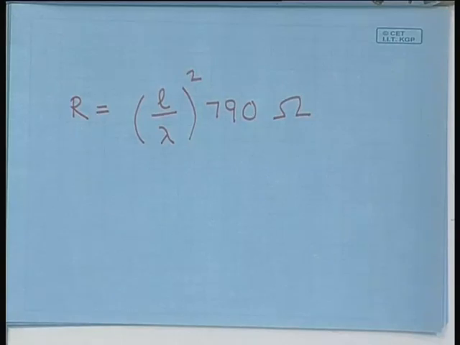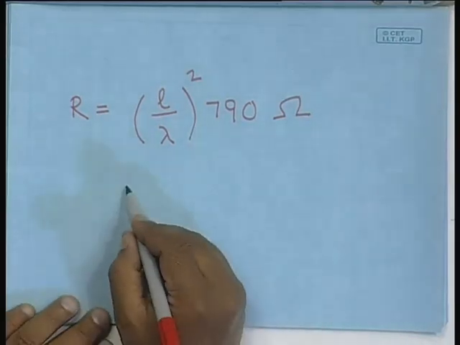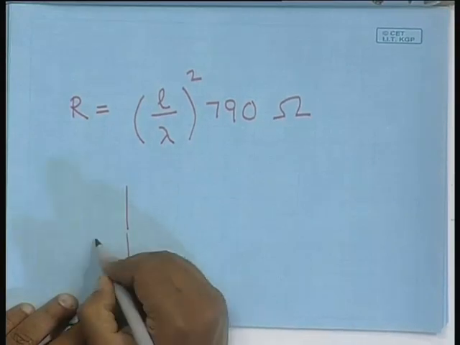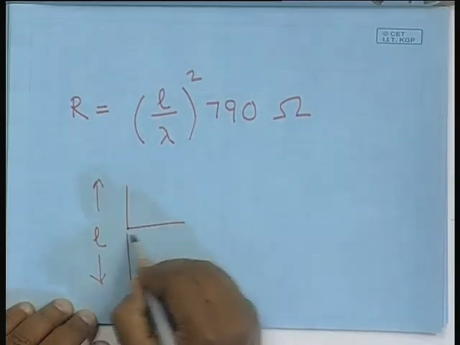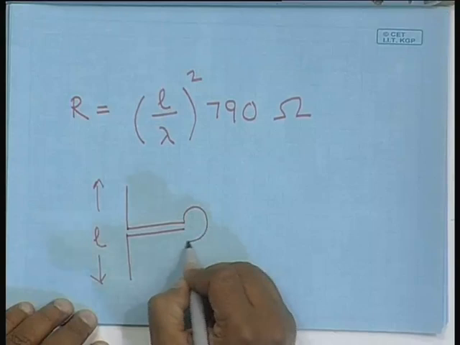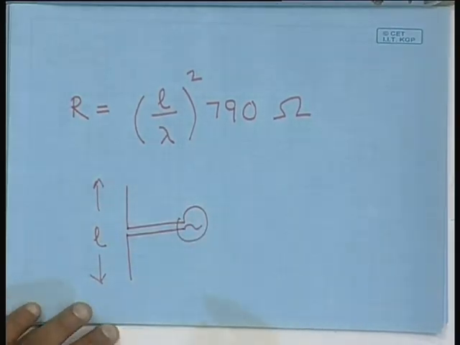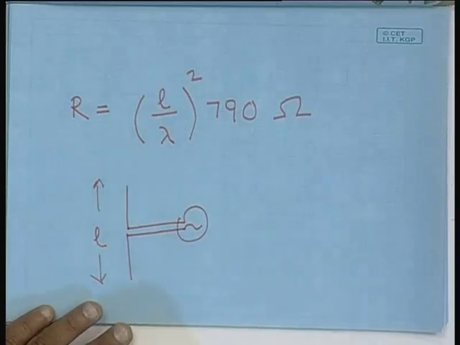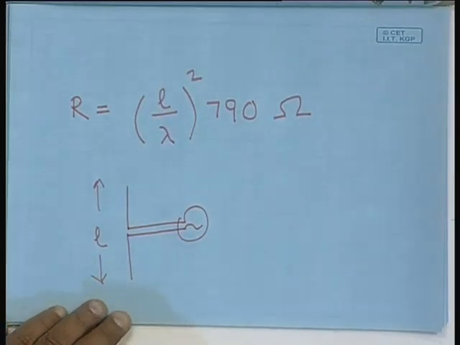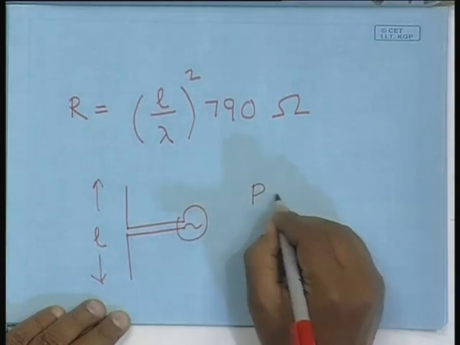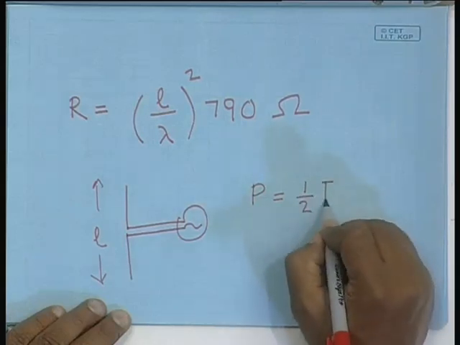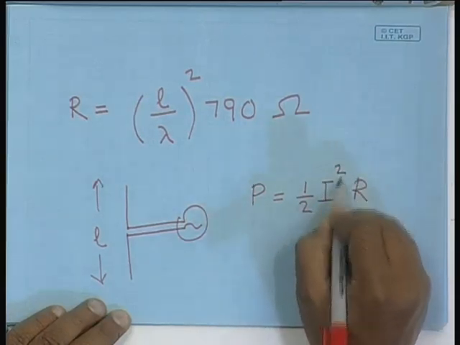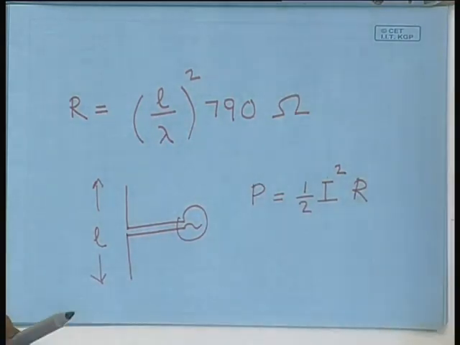So, let me repeat again what we mean by this. If I have a dipole of length L and I send a current through this, then the dipole will dissipate power in the form of radiation. The power which comes out in the form of radiation we have seen is proportional to the magnitude of the current squared. So, I could write it as an effective resistance times the magnitude of the current squared. This effective resistance can be calculated from the expression for the power.